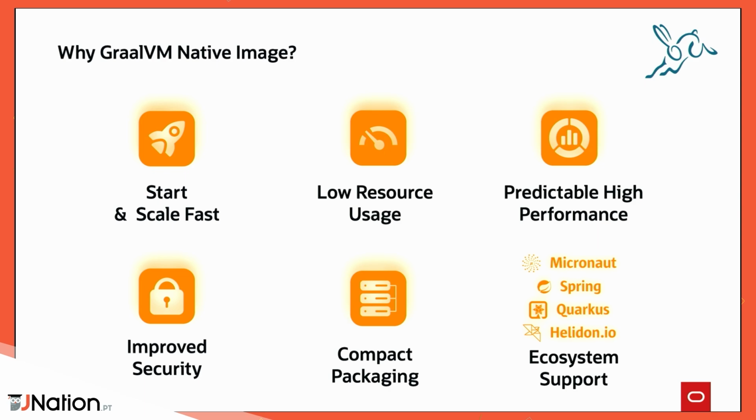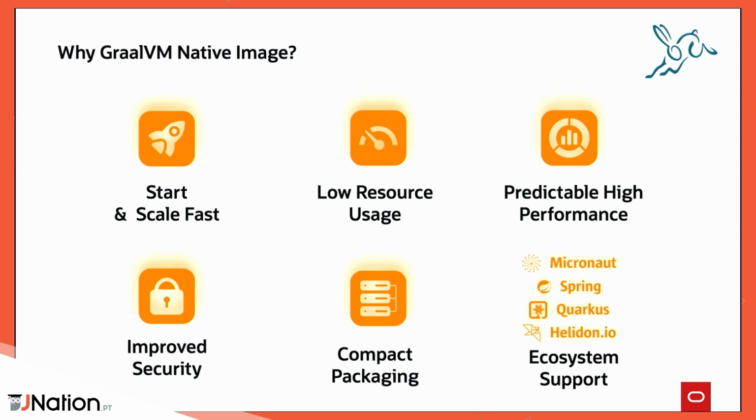And compact packaging. So if you want to have smaller container images, if you want to have smaller deployments, you don't need to include the JVM. That's the whole point of native image. You just have that native file that includes everything that you need, and you remove the parts that you don't need. Okay, and we also have a lot of framework support. So whatever Java framework you like, Micronaut, Spring, Quarkus, Helidon, all of them work like a charm with GraalVM.